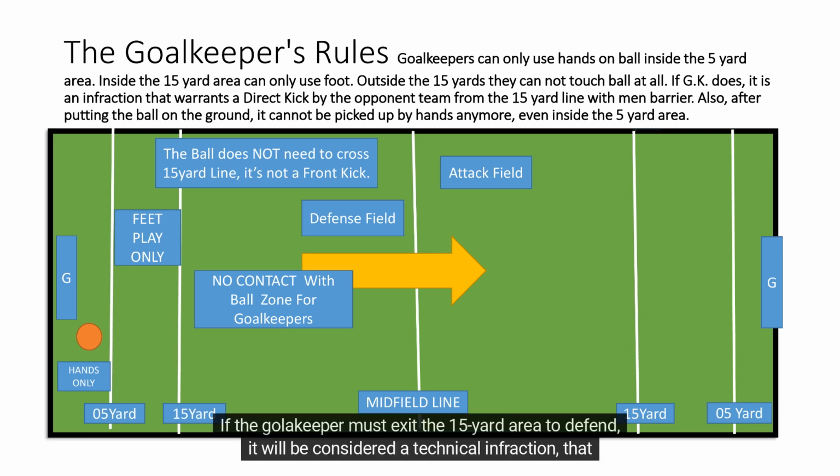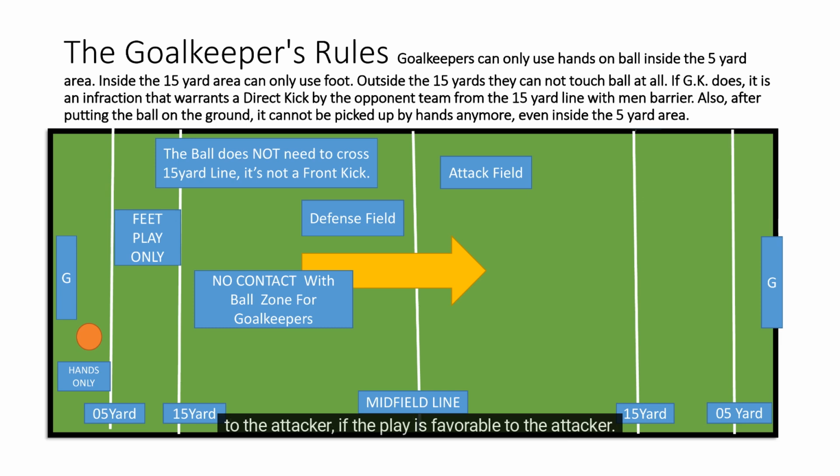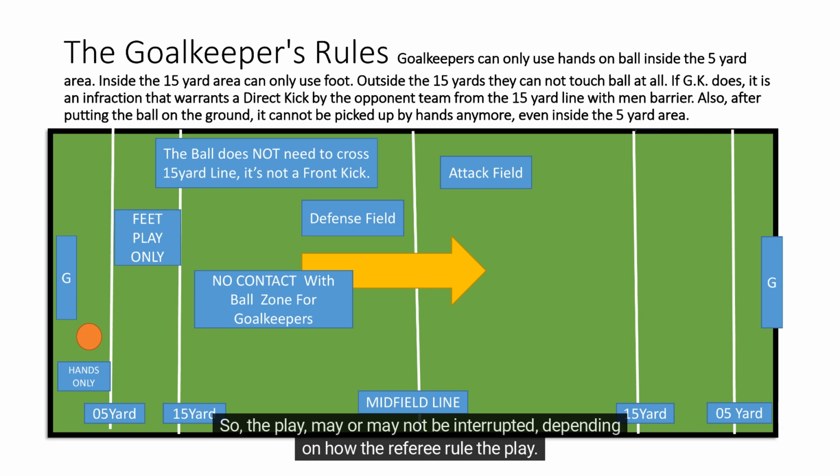For this reason, goalkeepers are not allowed to exit the 15-yard area to play as an outfield defender player, because they are not one. Our incidence of injuries to goalkeepers is very low. If the goalkeeper must exit the 15-yard area to defend, it will be considered a technical infraction that the referee may rule as a direct kick from the 15-yard line with man barrier, or alternatively give advantage to the attacker if the play is favourable to the attacker. So the play may or may not be interrupted, depending on how the referee ruled the play.